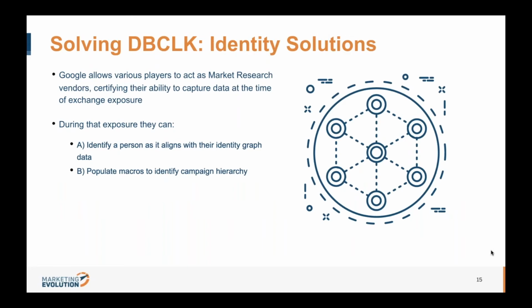Still, sticking on DoubleClick, but with a different type of solve, using identity resolution. So Google allows various players to act as market research vendors, certifying their ability to capture data at the time of exchange exposure. During that exposure, they can identify a person as it aligns with their identity graph data. They can also populate macros to identify campaign hierarchy.